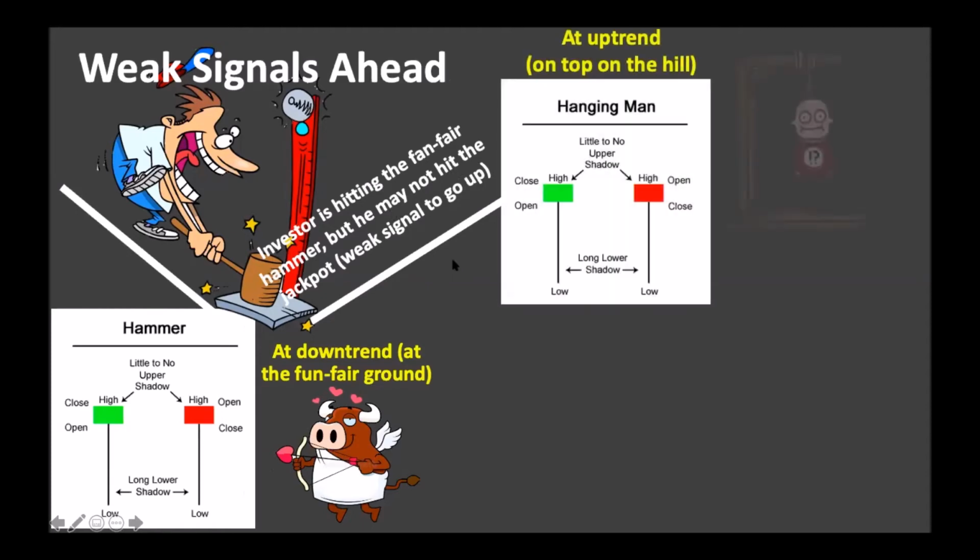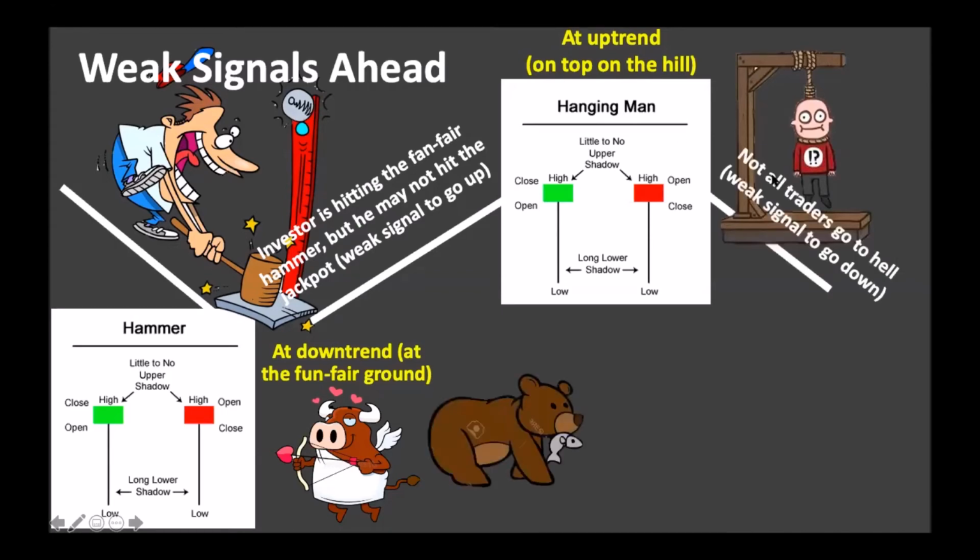The other thing is when the hammer is at the top of the trend, the name is called hanging man. Hanging. So for us to remember, I put that it's a weak signal to go down. Just like not all traders go to hell, they all die hanging there, but they are not necessarily going to hell. So it's still a very weak signal to go down.